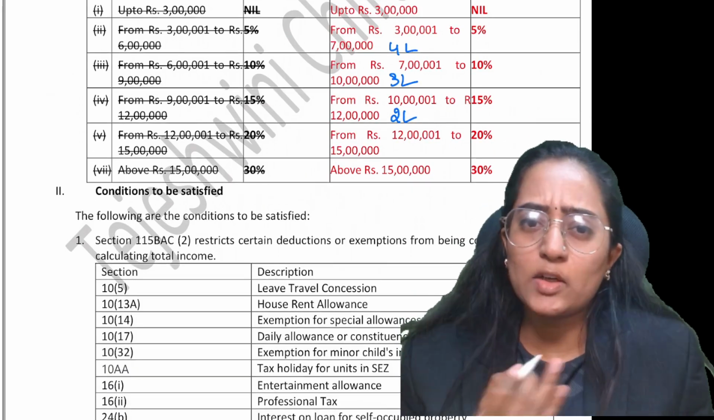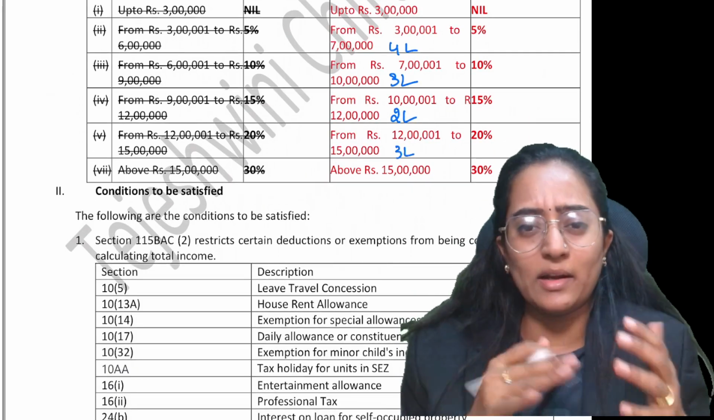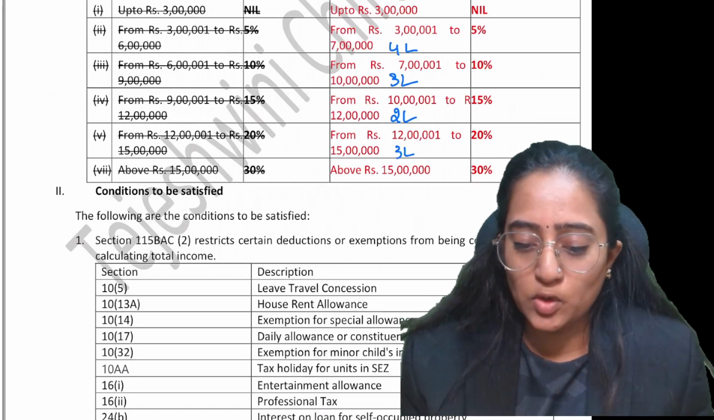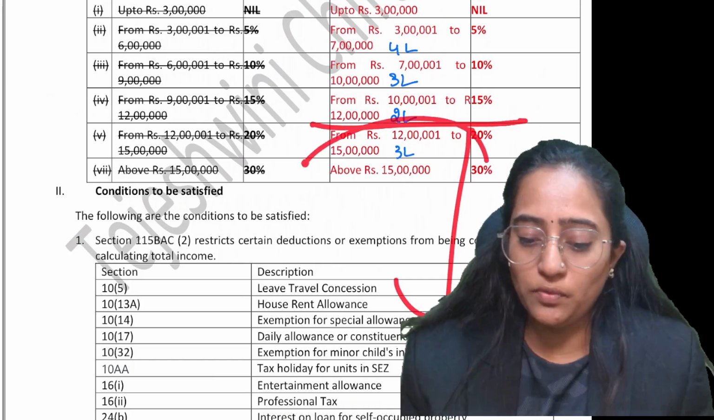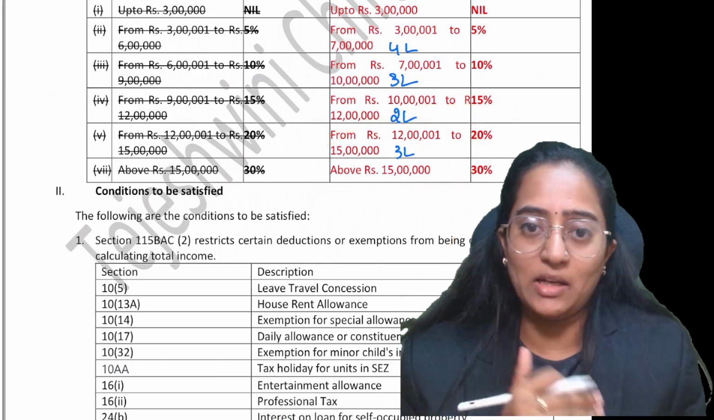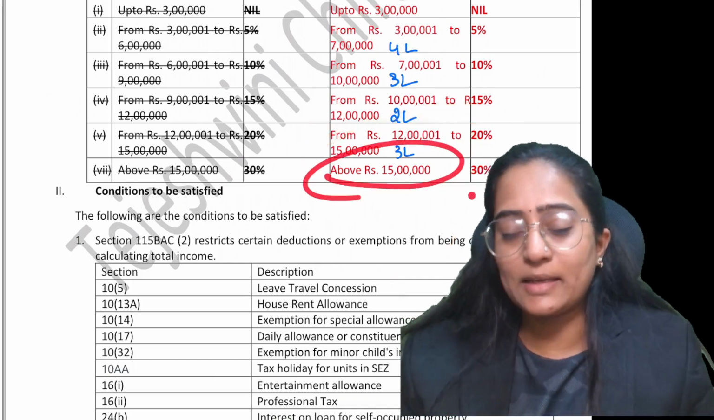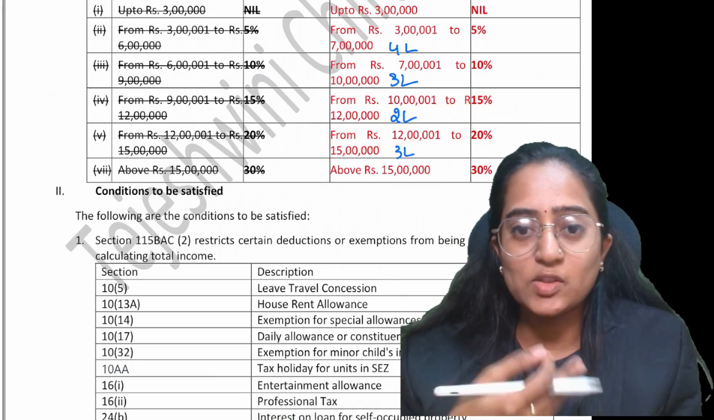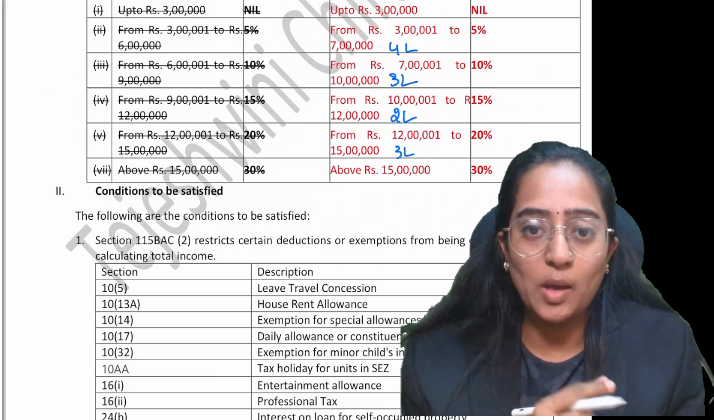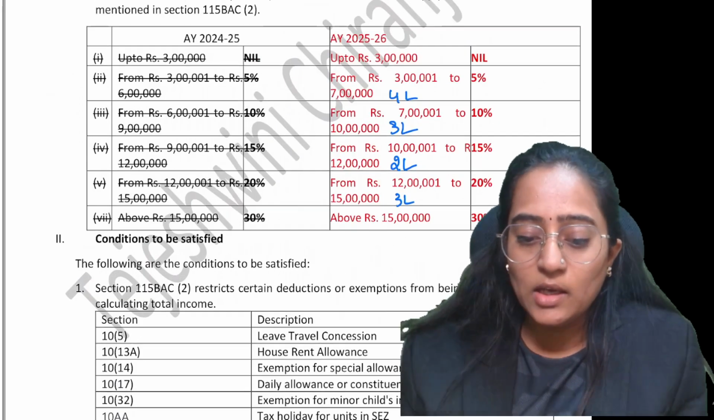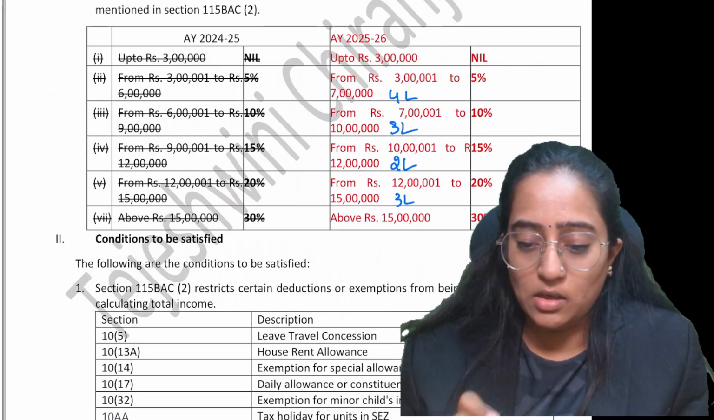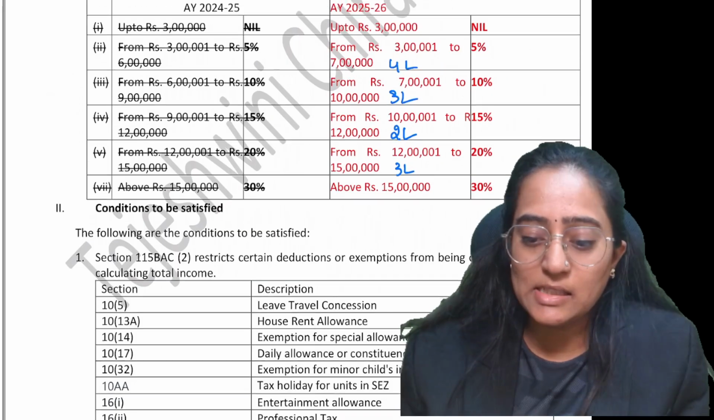And then 12 lakh to 15 lakh, however, you guys would already be getting the grip of it. If you are able to do till here, automatically you will do the rest afterwards. So 12 lakh to 15 lakh is 20%, and above 15 lakh, how much is it going to be? Above 15 lakh it is going to be 30%. See here, 3 to 7 lakh is 5%. The percentages are the same, people.